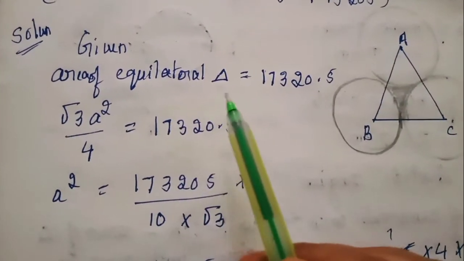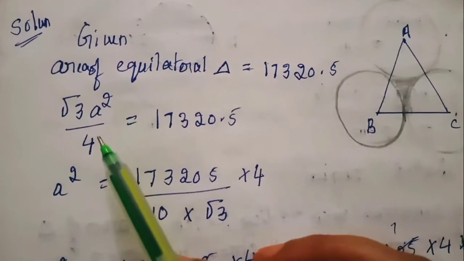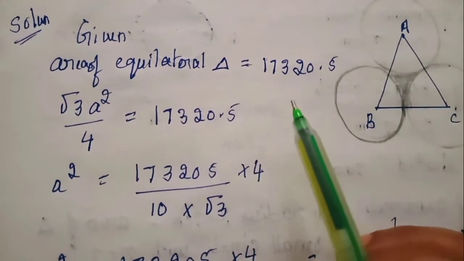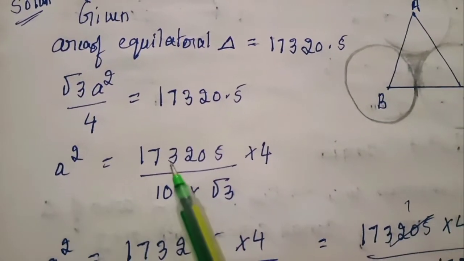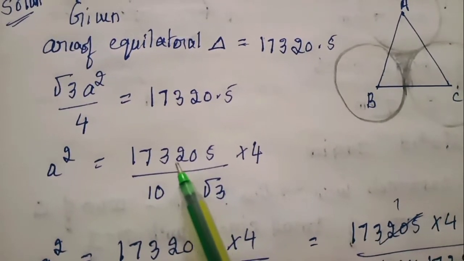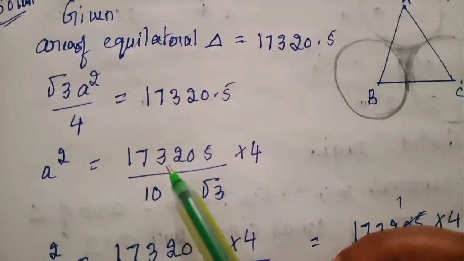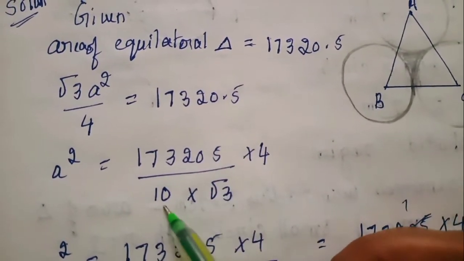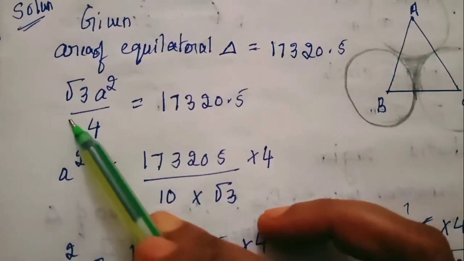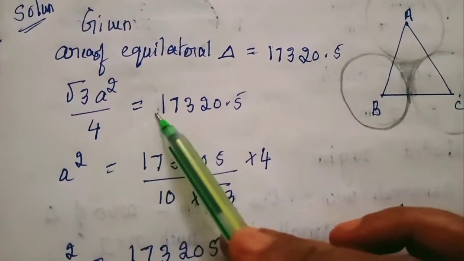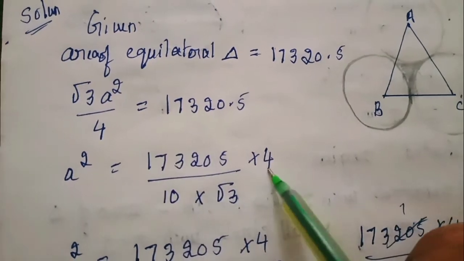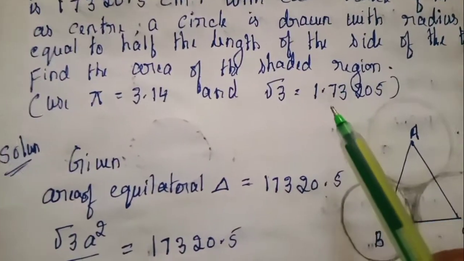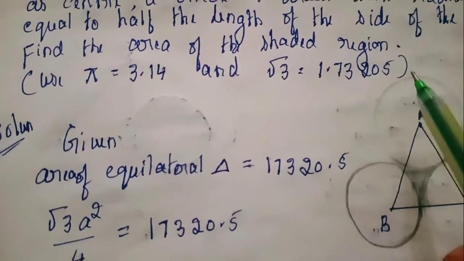Given the area of the equilateral triangle is this, and what is the formula? Root 3 a square by 4 equals 17,320.5. So what is a square? A square equals 1,73,205. Why? Because we have to remove the point here, so that point will come in the denominator, and root 3 comes from here in the denominator, and 4 when you cross multiply goes to the numerator. Now the root 3 value we compulsorily need here. He has given the root 3 value already, that is 1.73205.